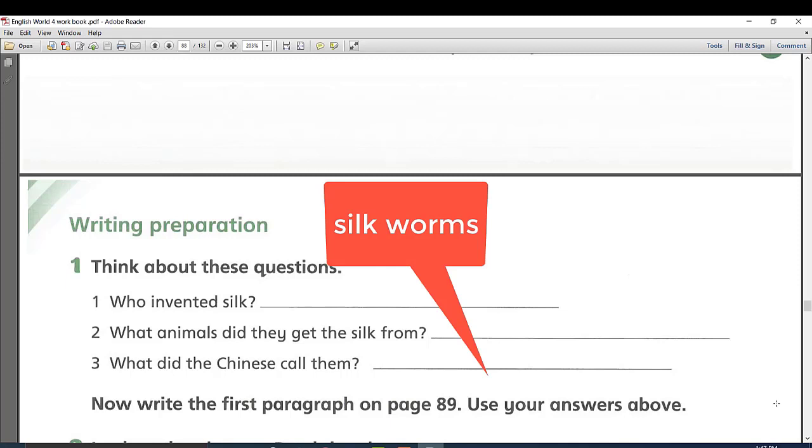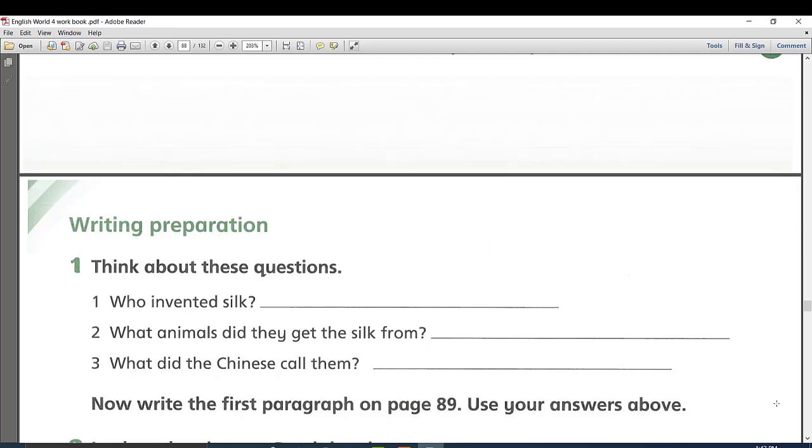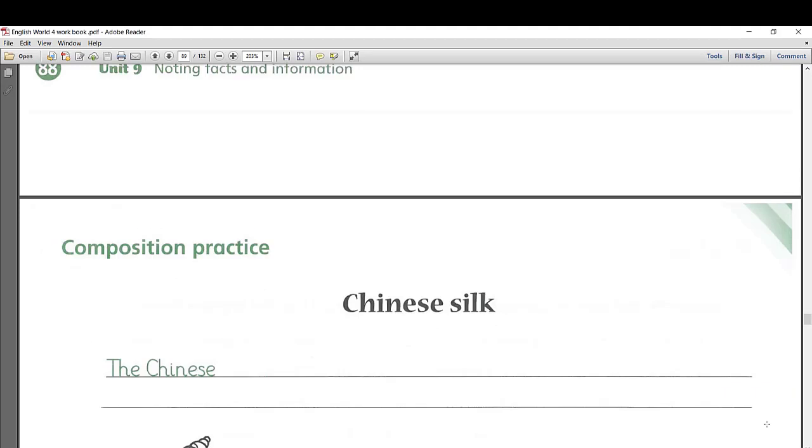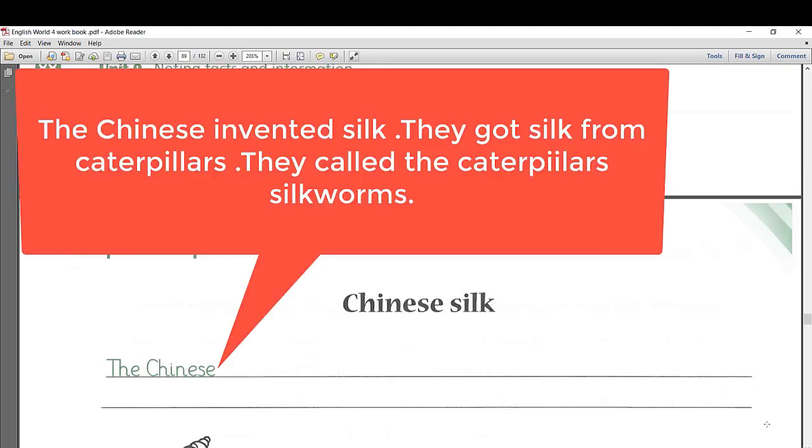Now, write the first paragraph on page 89. Use your answers above. Let's move quickly to page 89 in order to finish the paragraph using these answers. Let's start. The Chinese invented silk. This is the first sentence. The second, they got the silk from caterpillars. They call the caterpillars silkworms.